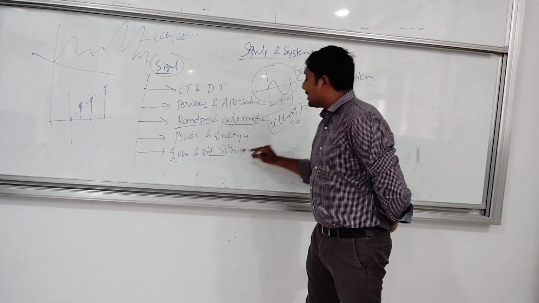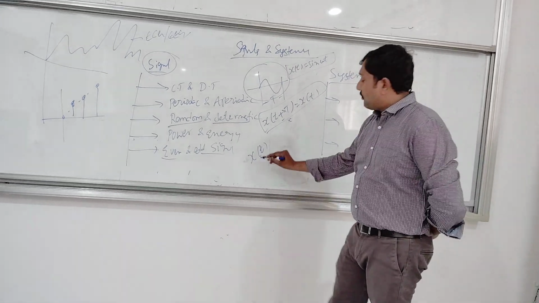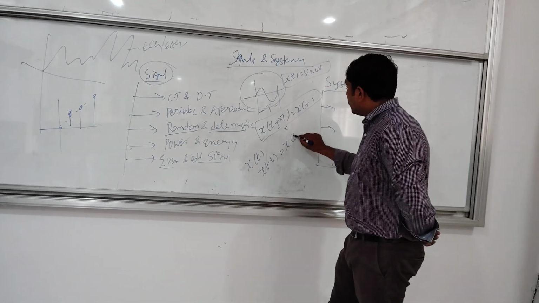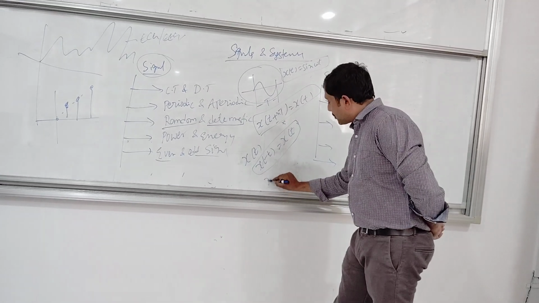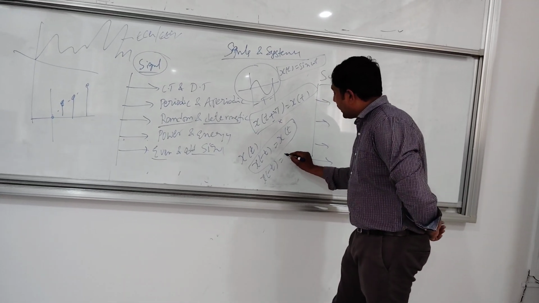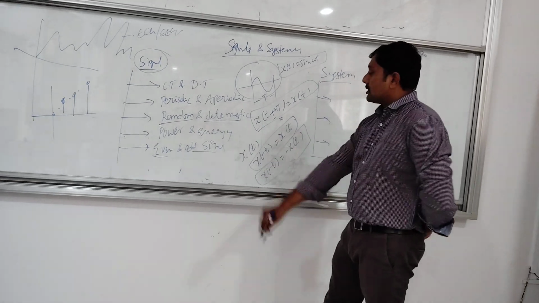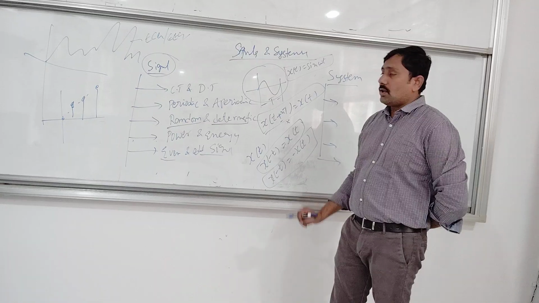So, even and odd signals. If I have a signal x of t, and I find x of minus t, and I get x of t, I can say this is an even signal. If I find x of minus t and I get minus x of t, I can say these are odd signals. A signal which satisfies these two conditions is an even or odd signal.